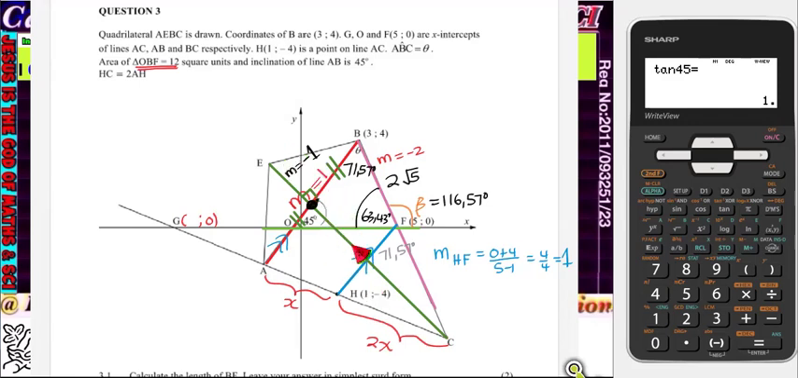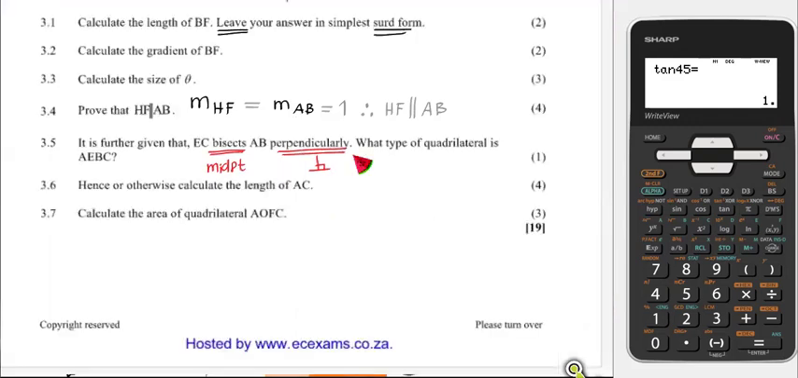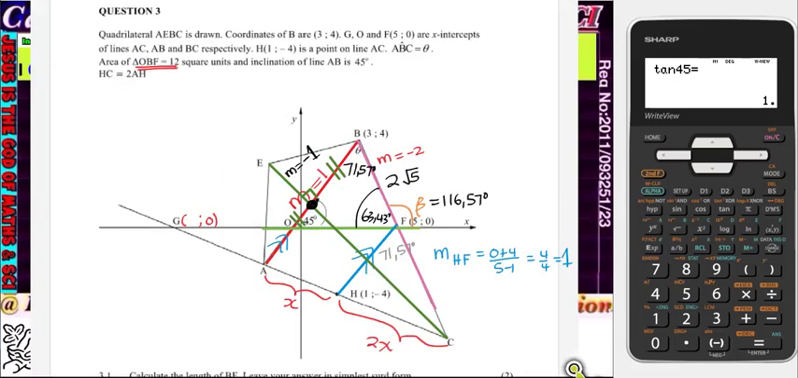All right. So they say, if it is further given, they say what type? Oh, we answered it. It's a kite. They say hence or otherwise calculate the length of AC. That is the distance. Where is my AC? From here to there, at the bottom. So I don't have to calculate AC directly. What do I mean? I mean that pink line is the same as the pink line at the bottom. Do you see that, equal pink lines?